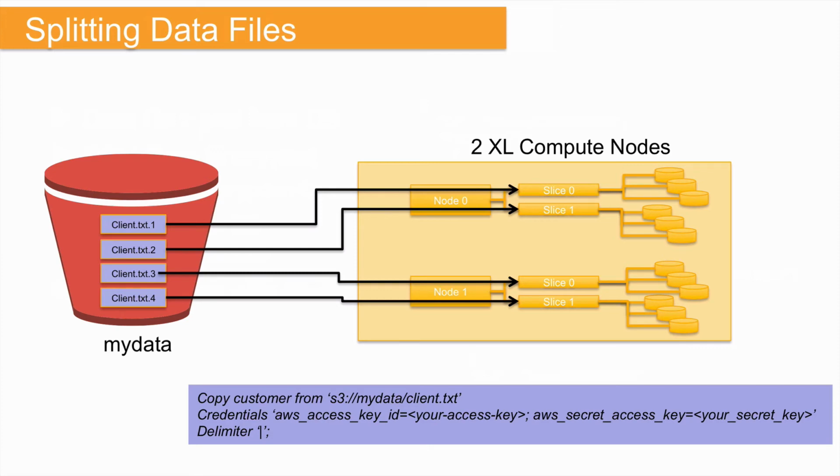It's important to make sure that your data files are roughly the same size, because Redshift doesn't take file size into account when dividing the workload. So split the files into roughly the same size, and that parallel loading can be executed for you.